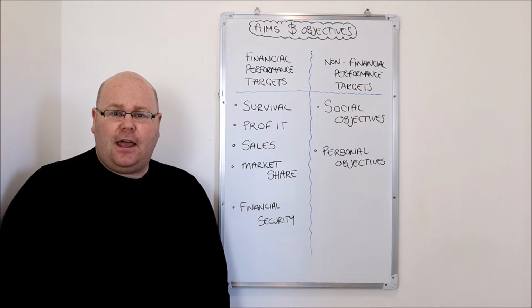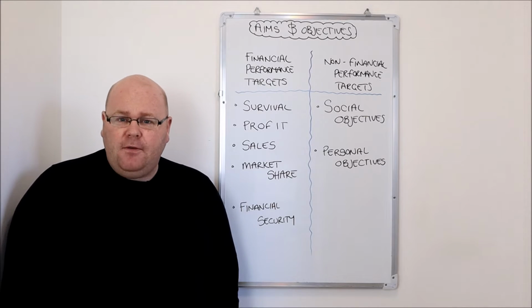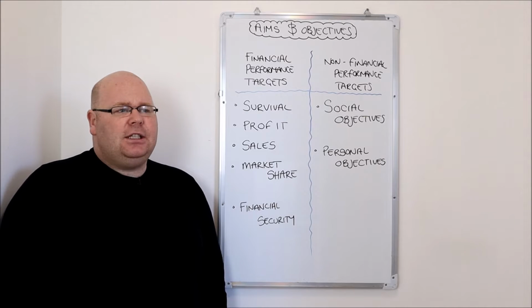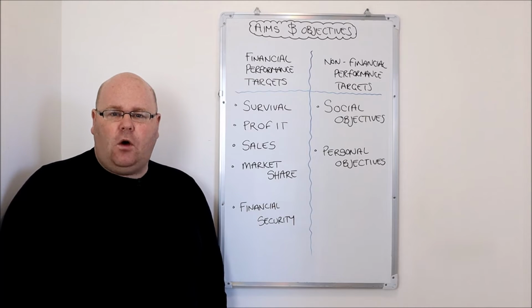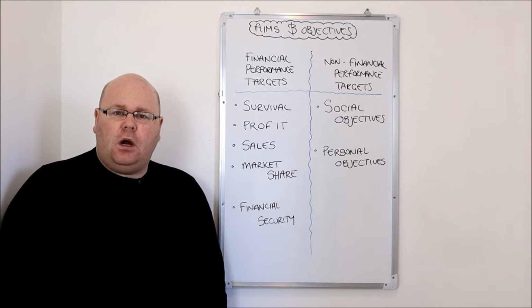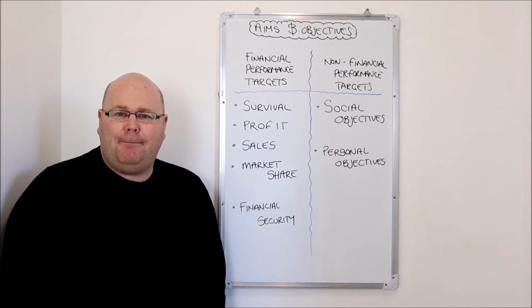Now, in business, we can generally split the kind of goals or aims and objectives that managers and owners have set for their organisation into two different categories. Some of the aims and objectives that managers and owners set might be seen as to do with the financial performance of the organisation, whereas other aims and objectives are more closely associated with non-financial performance matters.